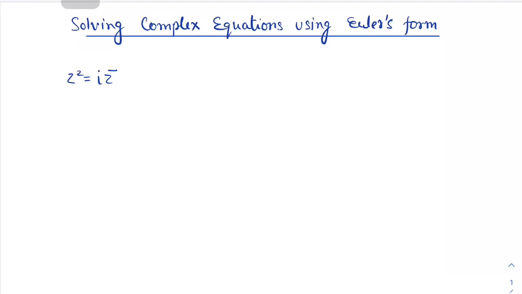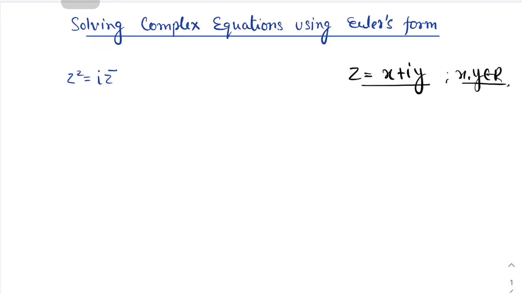Hello everyone. In the last lecture we were solving some complex equations by using various methods. The most widely used method that we have discussed is by putting a complex number z equal to x plus iota y, where x and y are real numbers, and by comparing the real and imaginary parts we make some equations, and by solving those equations we get the values of x and y.